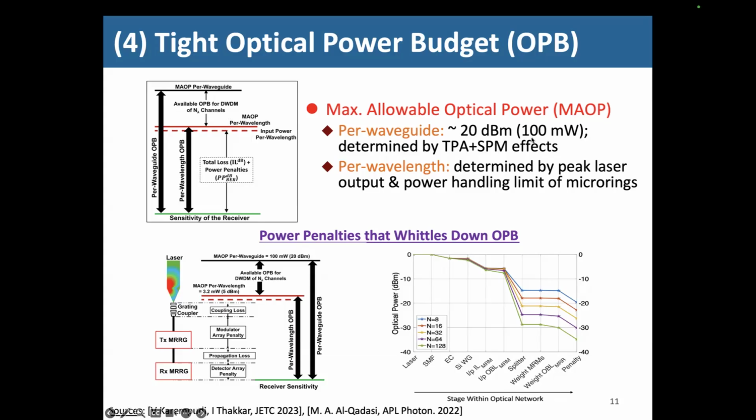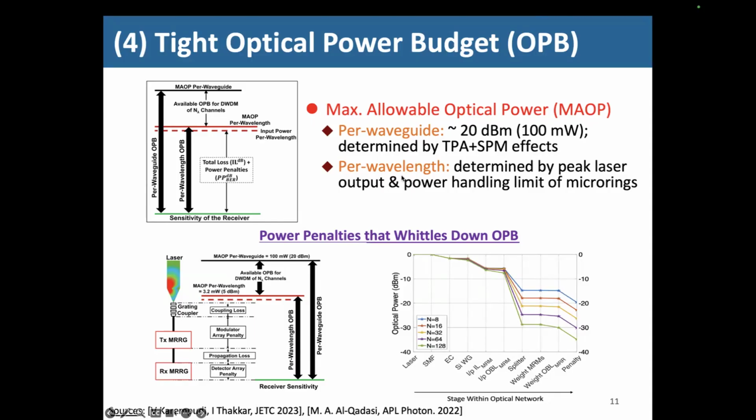The power per waveguide budget is typically set to 100 milliwatt or 20 dBm, because beyond that, given the small cross section of the 220 nanometer by 450 nanometer waveguide, it turns out, and this is the total power across all the wavelengths, if that increases beyond 100 milliwatt, the TPA plus SPM effects that we talked about in the previous slide can cause losses of up to 6 dB or 7 dB in some cases, right? And that's a very large loss. So that's why typically the total power per waveguide is limited below 20 dBm.